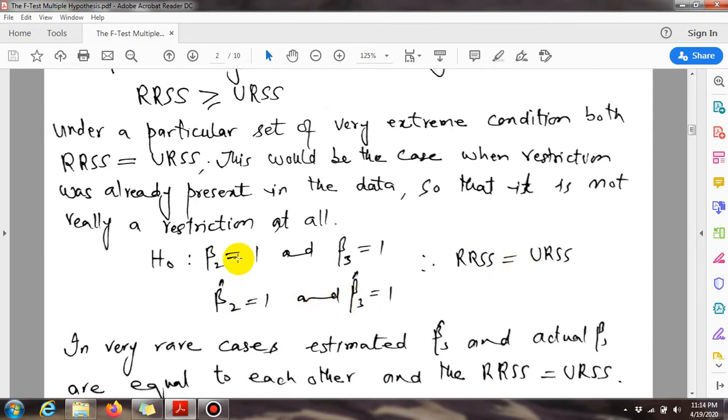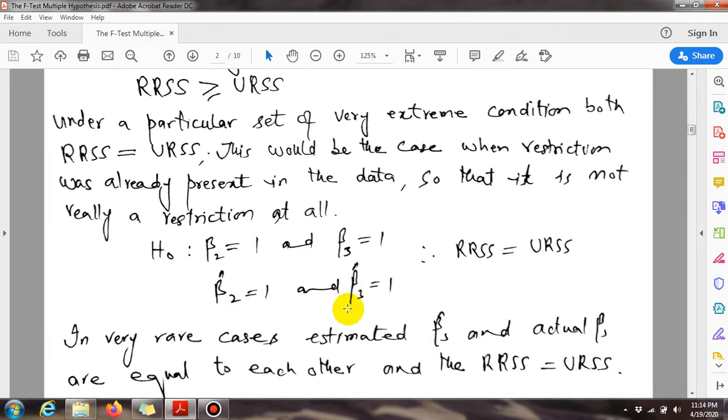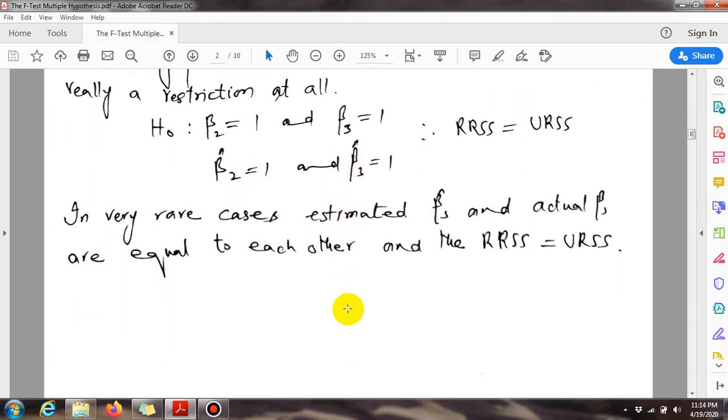So in this case, our actual beta 2 and beta 3 will be equal to our estimated beta 2 and beta 3. In real cases, it is very rare that the estimated betas and our actual betas are equal to each other, and then our restricted residual sum of squares and our unrestricted residual sum of squares will be equal. So it is a very rare case in practical life.